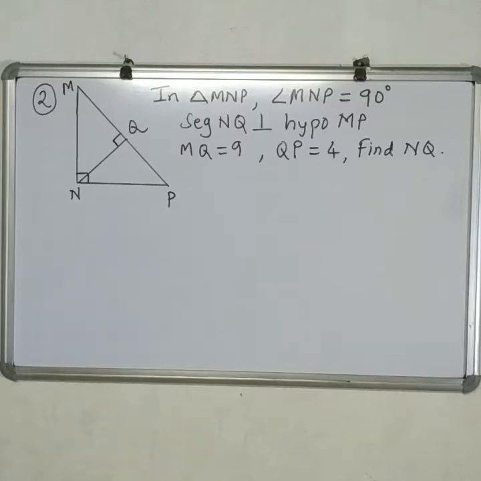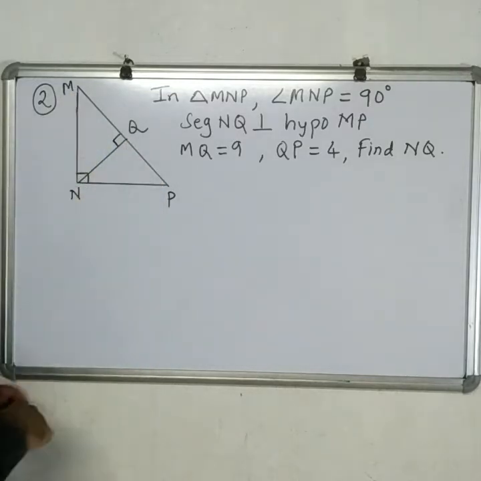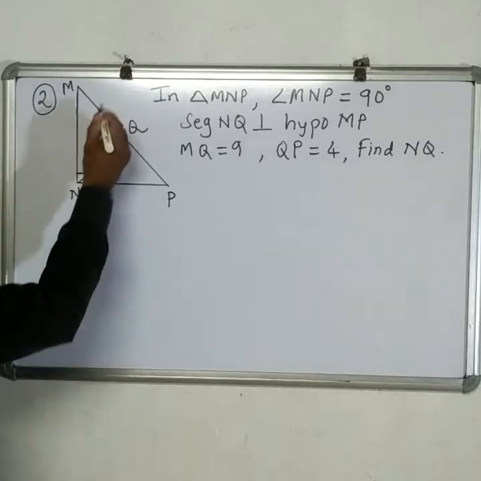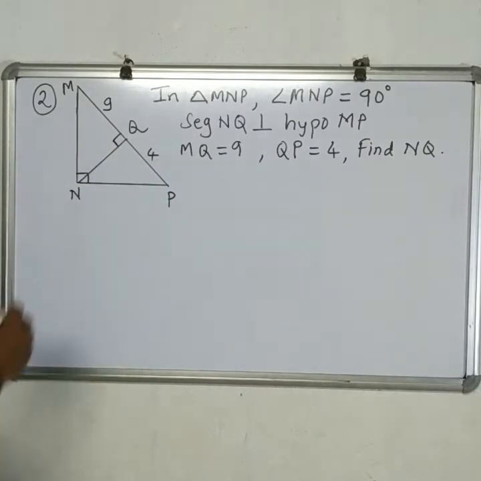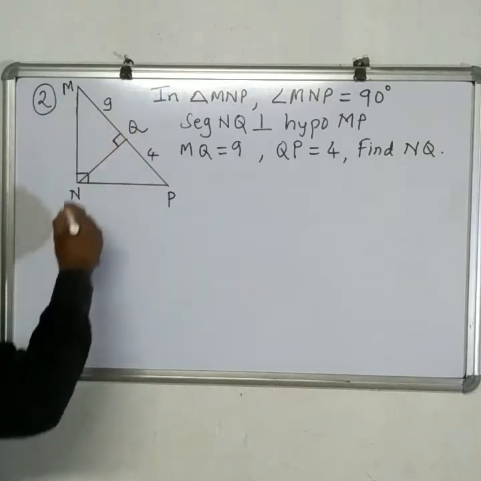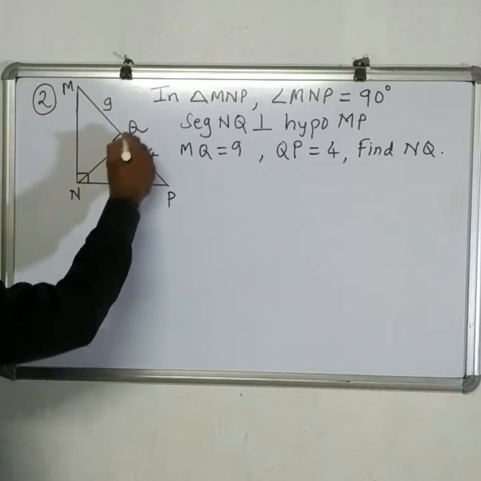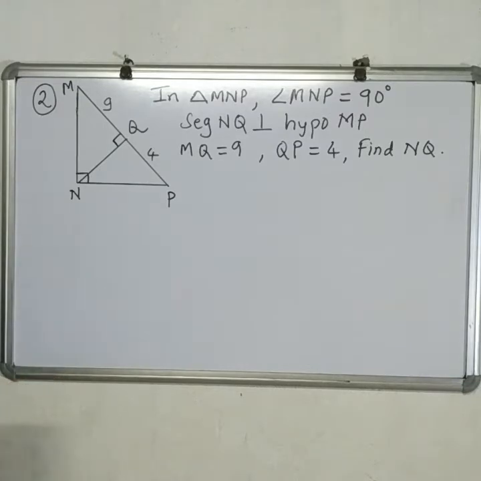Second question. In triangle MNT, angle MNT is 90. Segment NQ is perpendicular to hypotenuse MP. MQ is equal to 9. QP is equal to 4. Find NQ. Now when we come across such a type of diagram wherein a right angle triangle a segment is perpendicular to the hypotenuse, then you have to apply the geometric mean theorem.